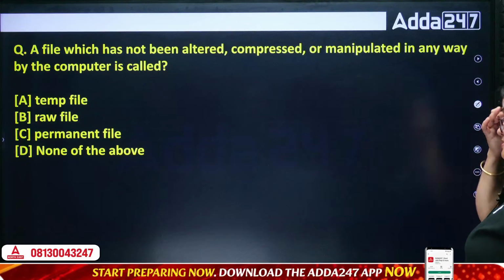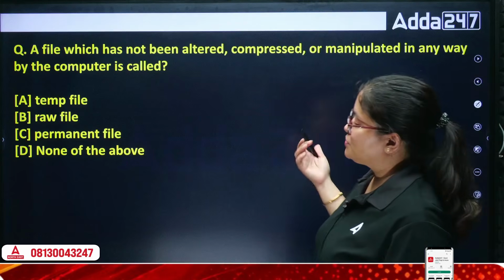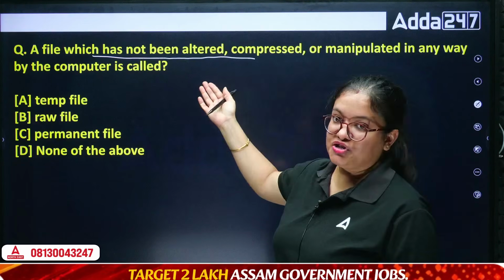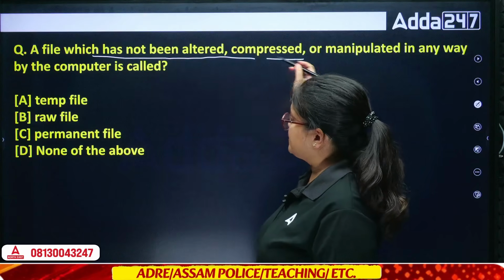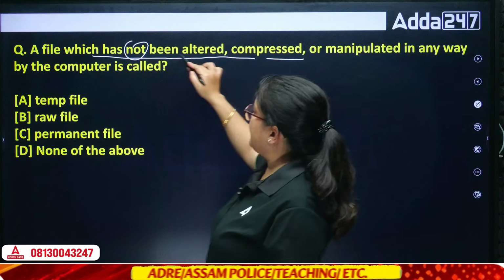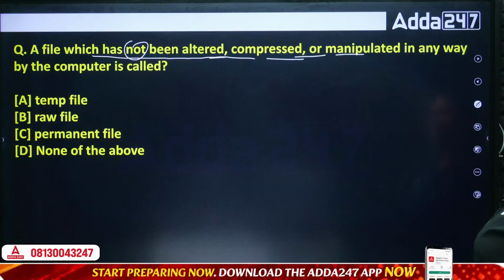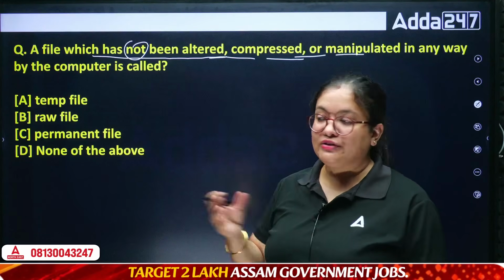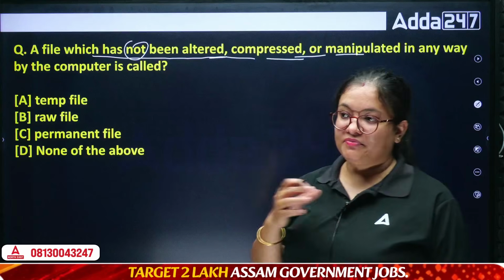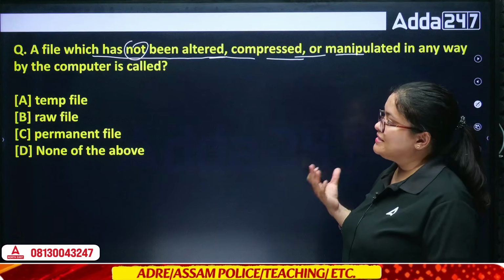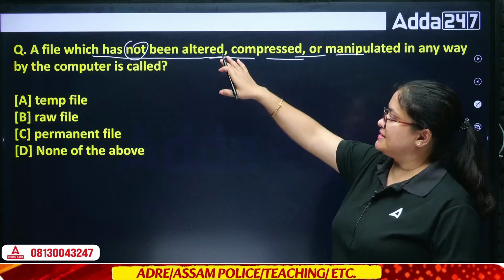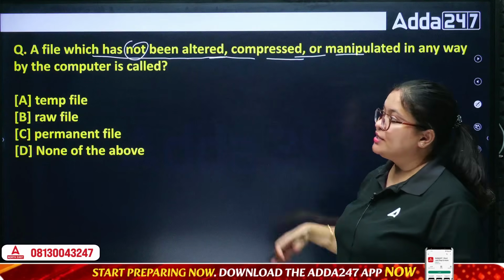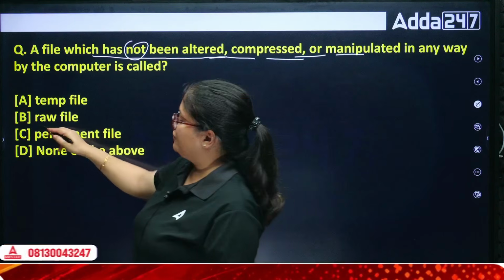So the first question of today's session is a definition. Just go to the definition and say what the answer is. A file which has not been altered, compressed or manipulated in any way by the computer is called. A file that is completely new, not compressed, not altered, we usually call a raw file, right?